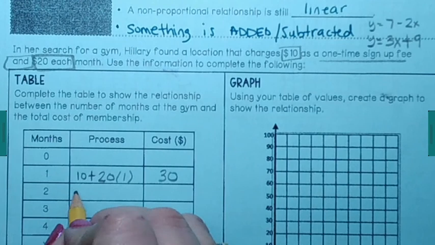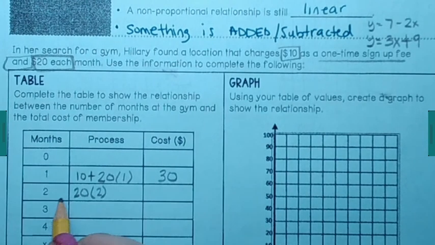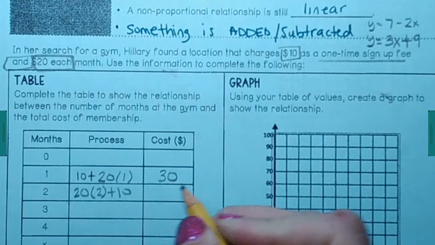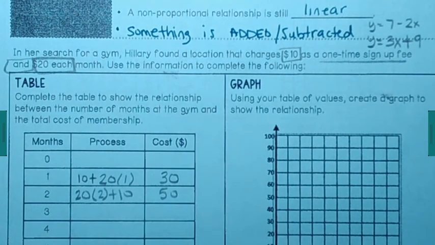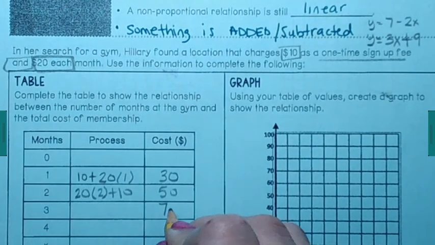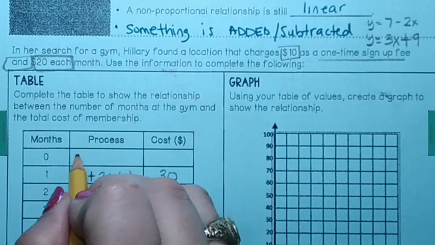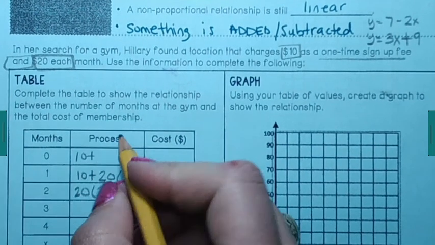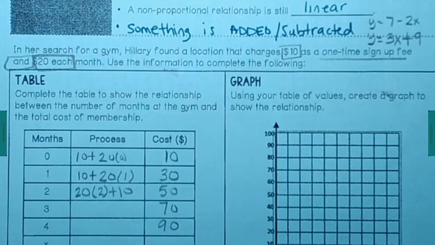Okay, for the next month, now I'm paying $20 times 2, because it's 2 months, plus 10. How much am I paying now? 50. How much do you think I'm paying for 3 months? 70. 4 months? 90. Okay, now this is where it gets a little weird because people think if it's 0 months, I'm not paying anything, but I still have to pay that $10 fee even though I haven't done anything yet. So that first month is still $10.